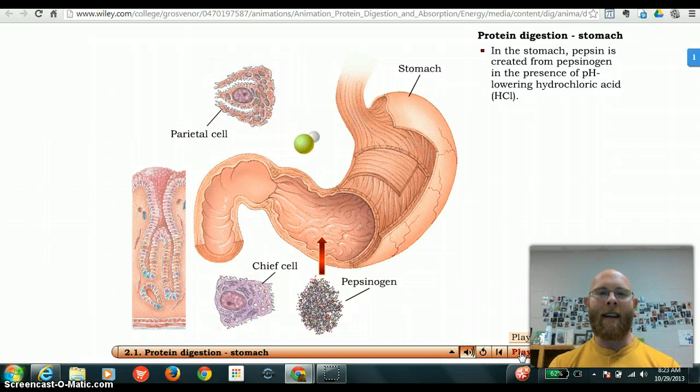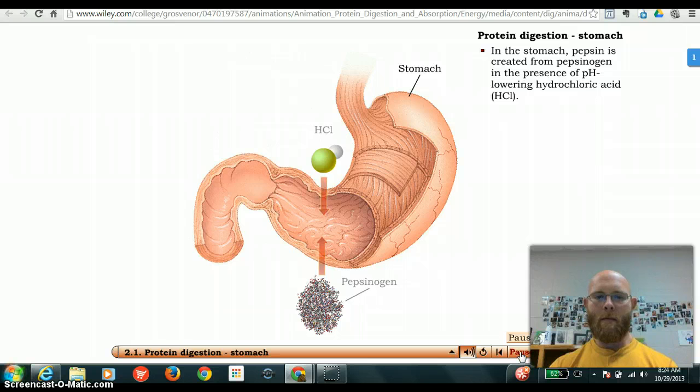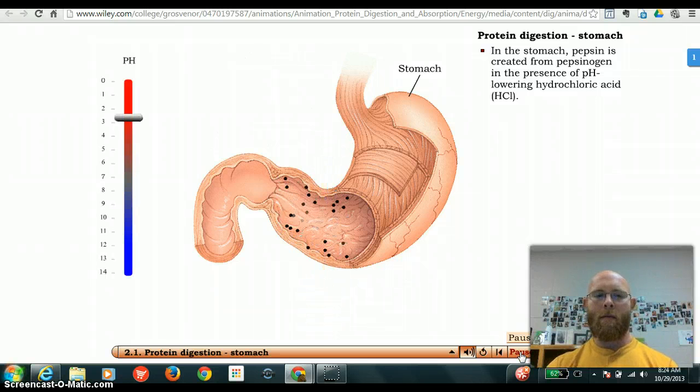It's not until these things get combined that pepsinogen turns into pepsin. Remember, when molecules change shape, they're recognized differently. So due to that change in shape, they become activated and have the active site necessary for breaking down these proteins. The pH lowering effects of hydrochloric acid convert pepsinogen to pepsin.